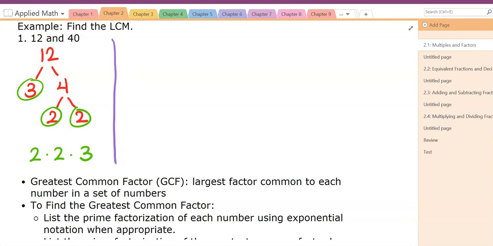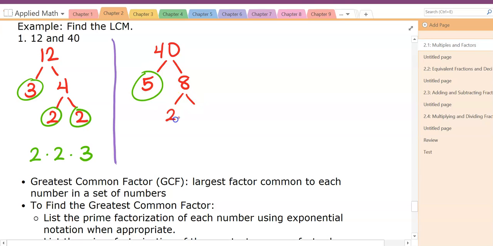Okay, now let's look at 40. I'm going to break 40 down into 5 times 8. 5 is prime. 8, I'm going to do 2 and 4. 2 is prime. And then break down 4 to 2 times 2. So I have 2 three times for this one, and then a 5.